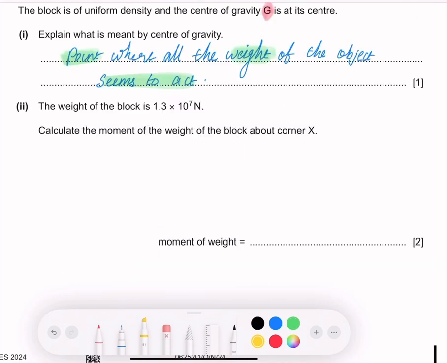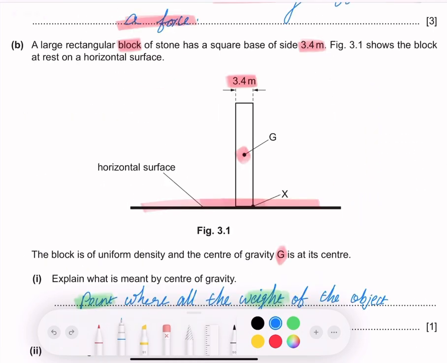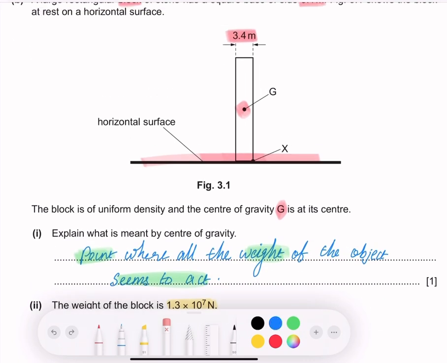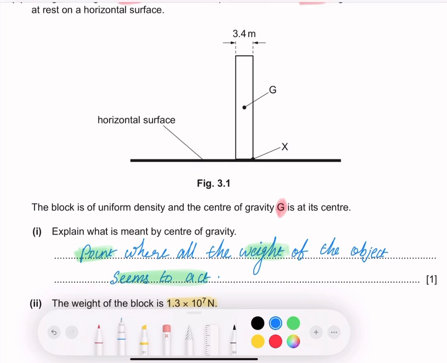past papers. Part B, 2. The weight of the block is 1.3 times 10 to the power 7 Newton. Calculate the moment of the weight of the block about corner X. So let's go back to the diagram. Okay, in this question, the weight of the object is given. So we need to know the point where the weight acts on this rectangular block, and the weight will always act exactly on the center of gravity.